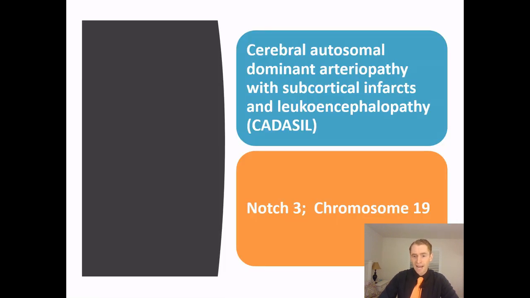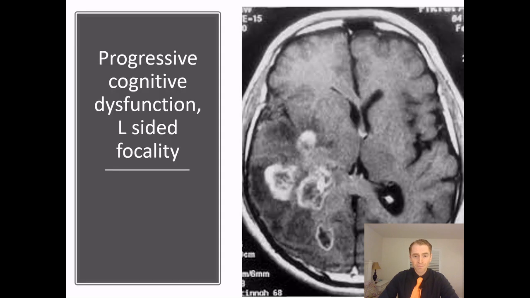This is CADASIL, cerebral autosomal dominant arteriopathy with subcortical infarcts and leukoencephalopathy. This is a genetic disease that causes progressive damage to the endothelium of blood vessels and progressive strokes. The mutation is on the gene Notch3 on chromosome 19.